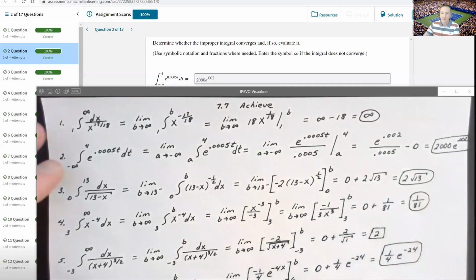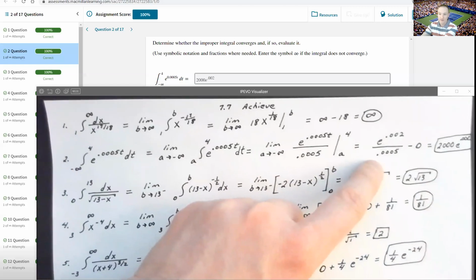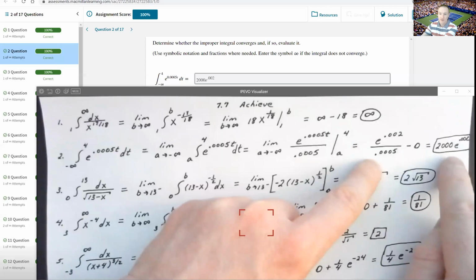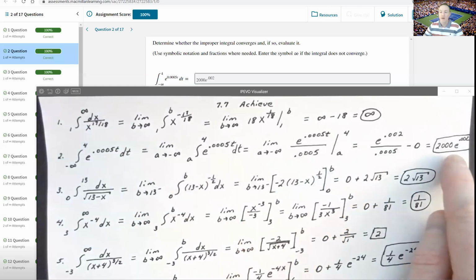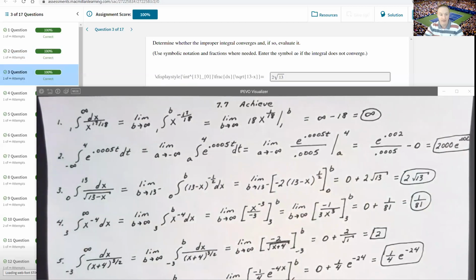So I have 2,000 e to the 0.002 power there. Let's see if I can make that a little bit more clear. Yeah, that's a little better. All right, so now I go back to ALEKS, put that answer in, and you can see again, they liked it.